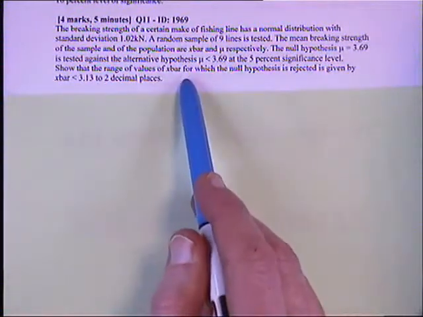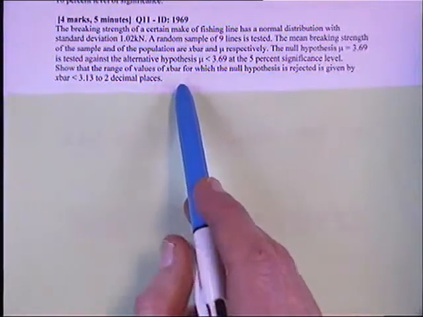Show that the range of values for x bar for which the null hypothesis is rejected is given by x bar less than 3.13. This is one of those hypothesis tests where you are to find the critical value. That's basically what they're asking for here. It's a 4-mark question, question 11.